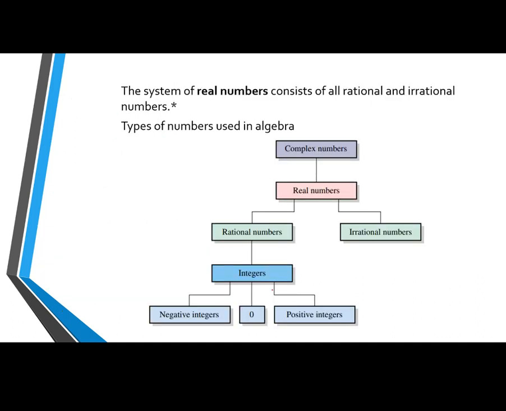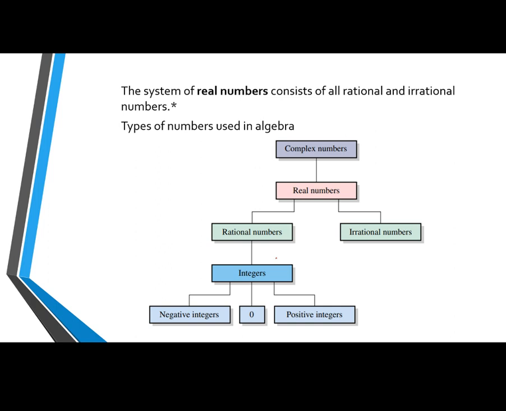So the system of real numbers consists of all rational and irrational numbers. So starting from here are the types of numbers used in algebra, from complex numbers to real numbers. Real numbers are composed of rational numbers and irrational numbers. The rational numbers are composed of integers. Then integers are divided into negative integers and positive integers, and in between of that is the zero.